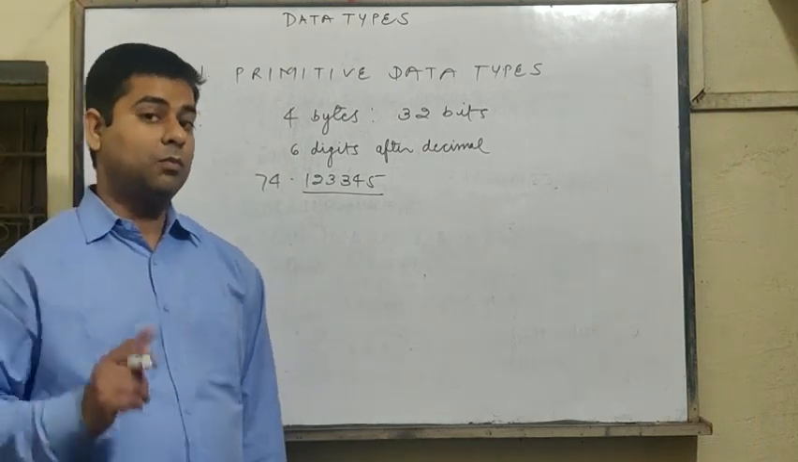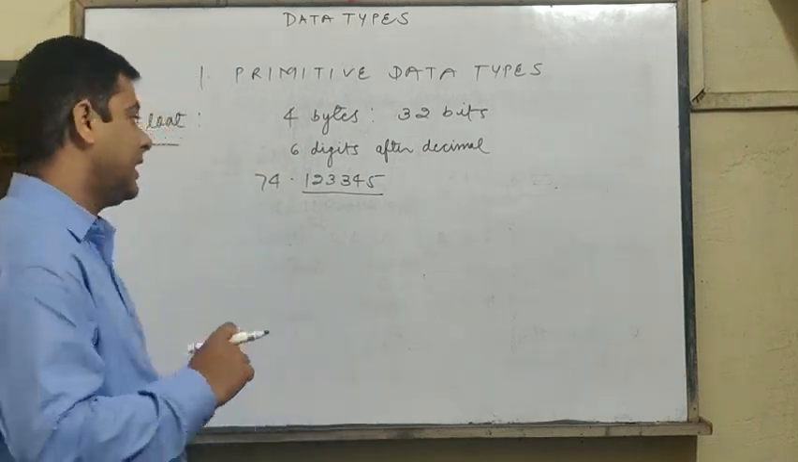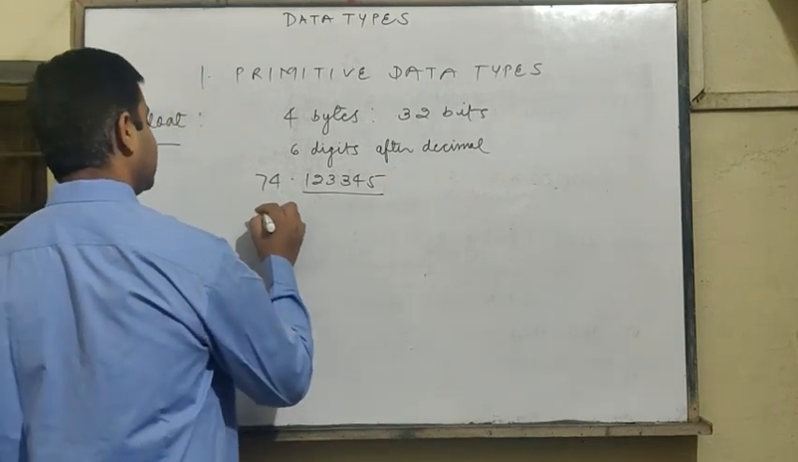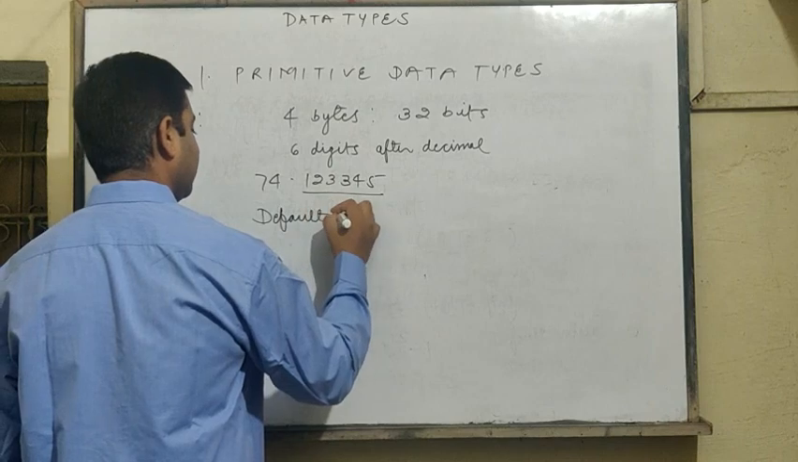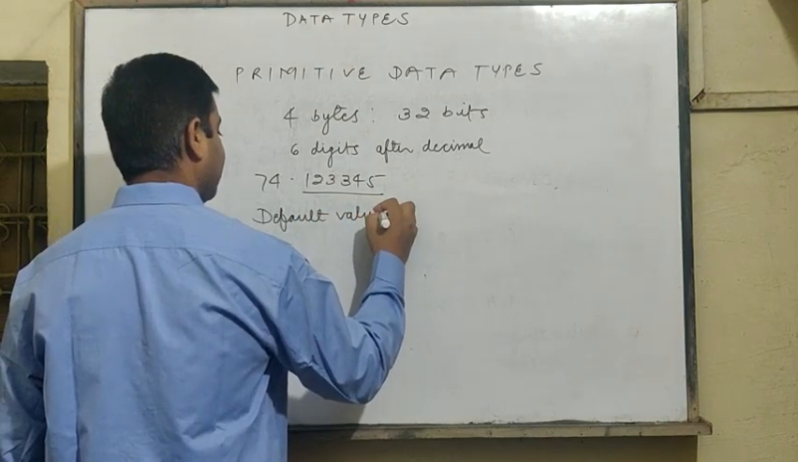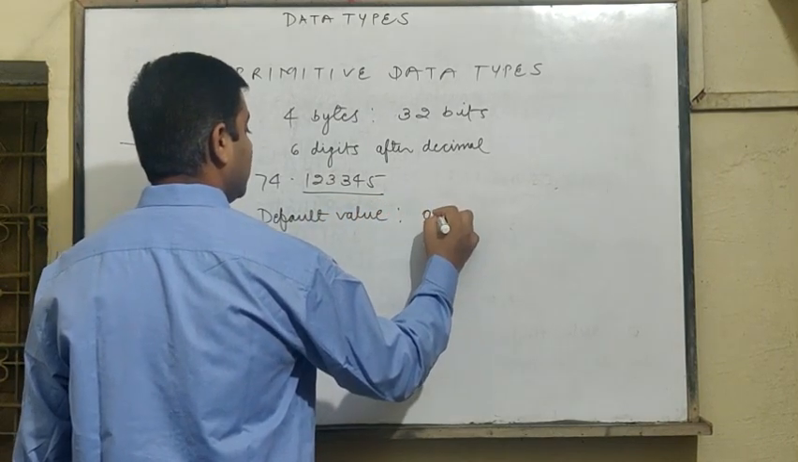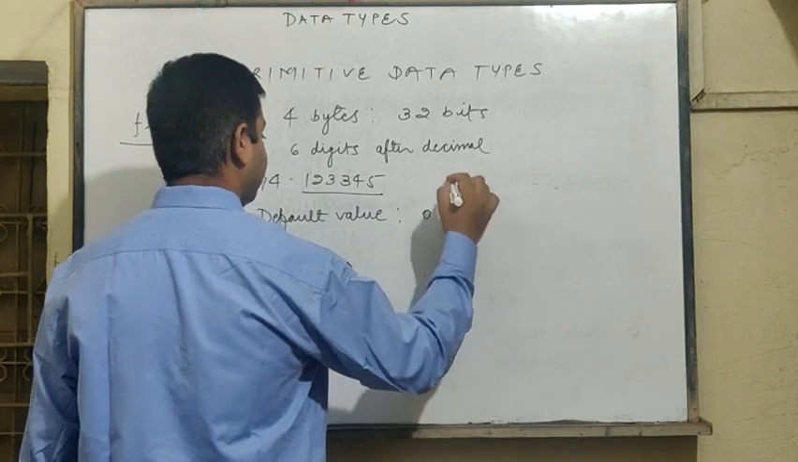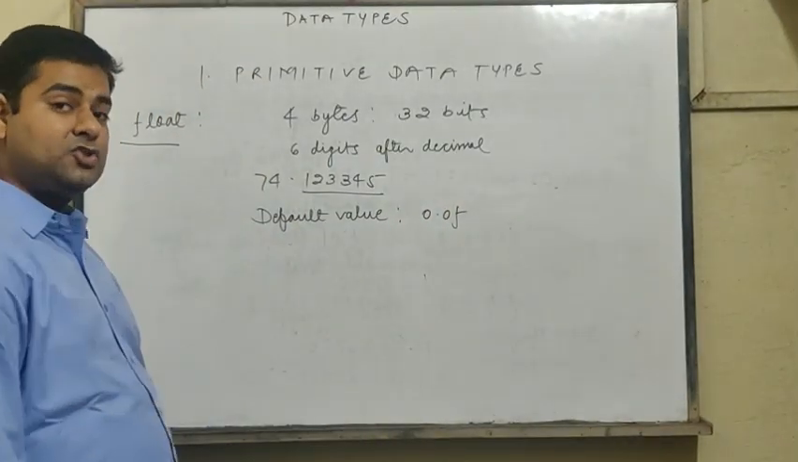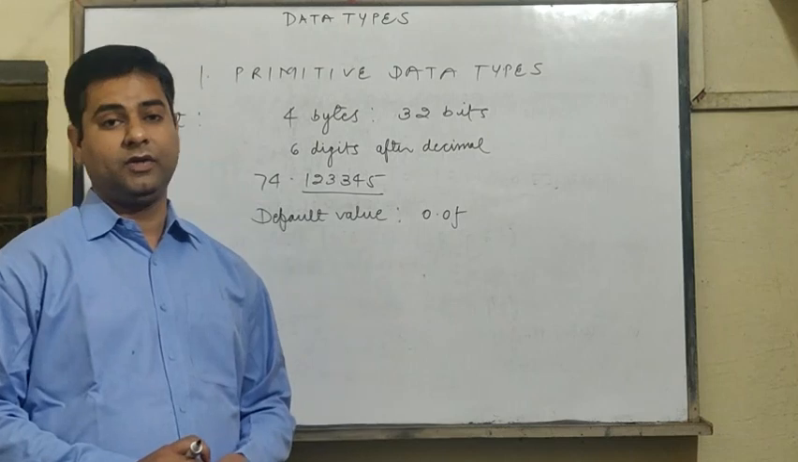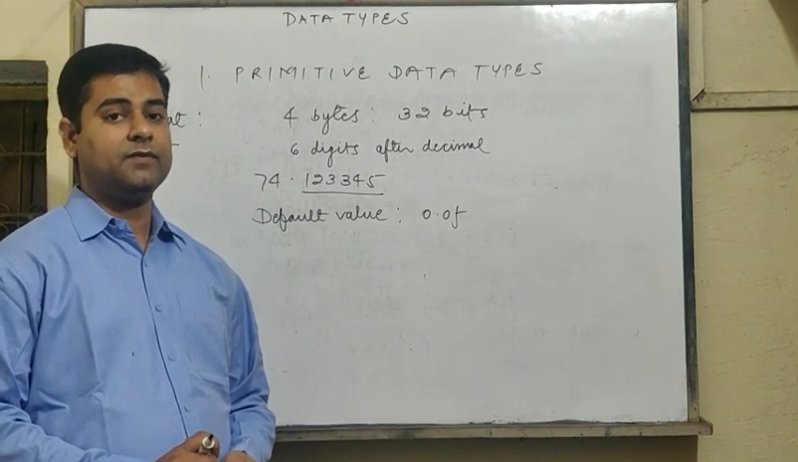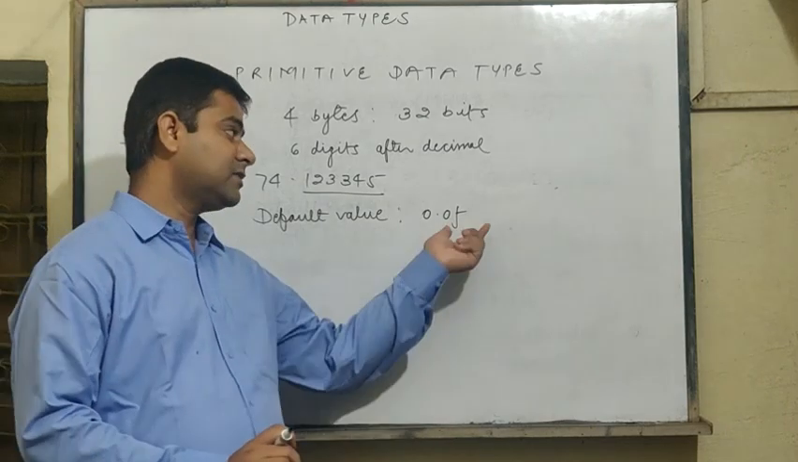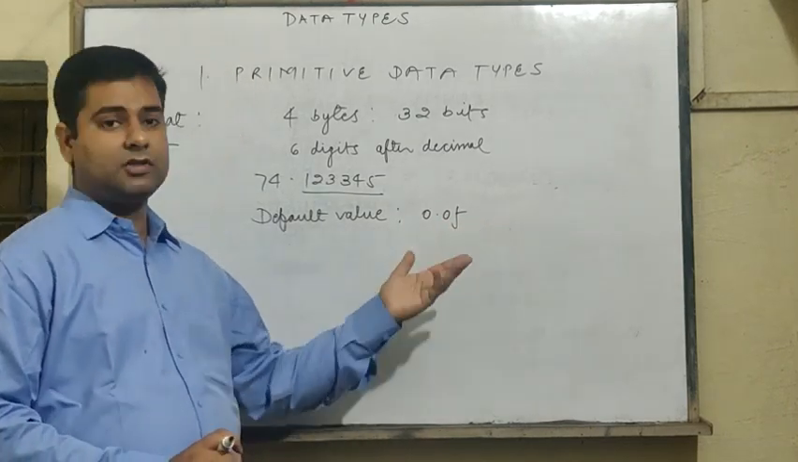And one more thing, the most important thing is what? Its default value is 0.0f. This is the default value of float data type, and you have to just keep it in mind. Okay? 0.0f. F must be written, either capital or small.